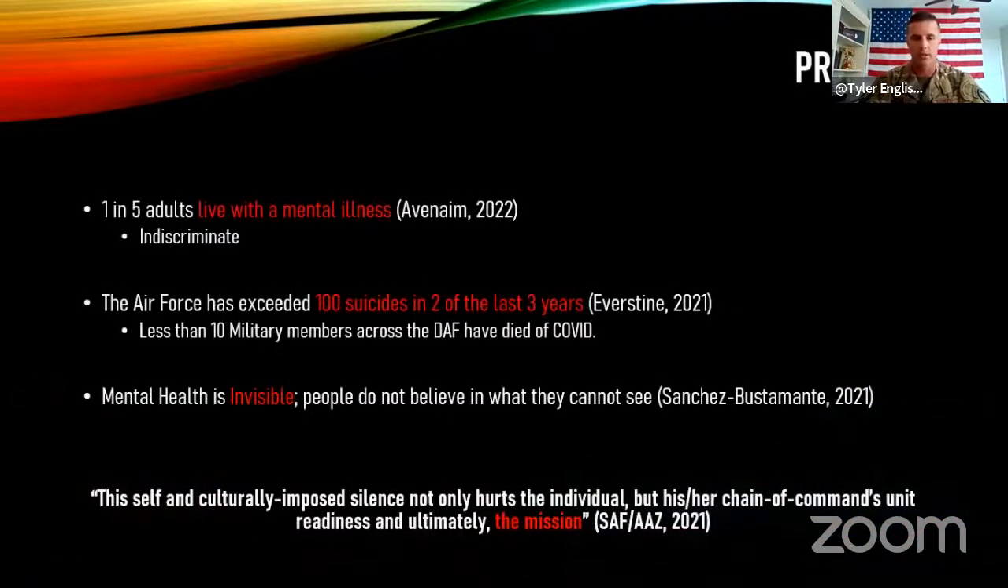So it's no surprise that the problem is mental health, and mental health not being seen as many other aspects of health actually are. The truth is 1 in 5 adults live with a mental illness. This is indiscriminate. It doesn't matter what race, gender, age, 1 in 5. And that number is not reflected in our forces as far as people going for help. The Air Force has exceeded 100 suicides in the last 2 of the 3 years. By comparison, COVID has taken 10 lives of people on active service, 10 since the beginning of the pandemic, as opposed to more than that in a single month of suicides.